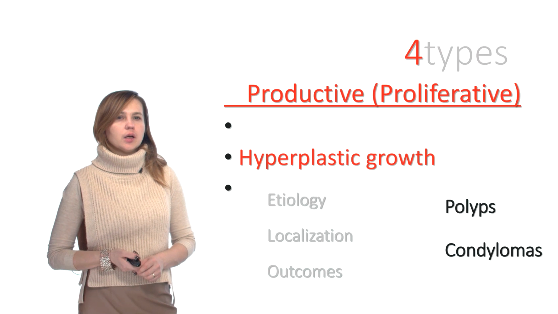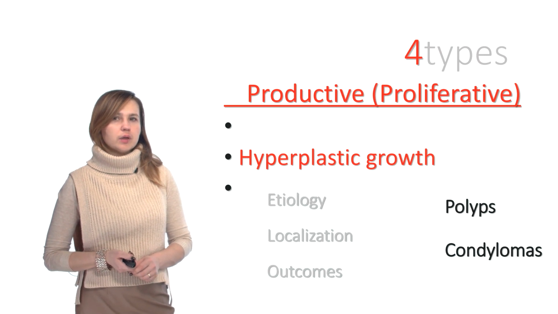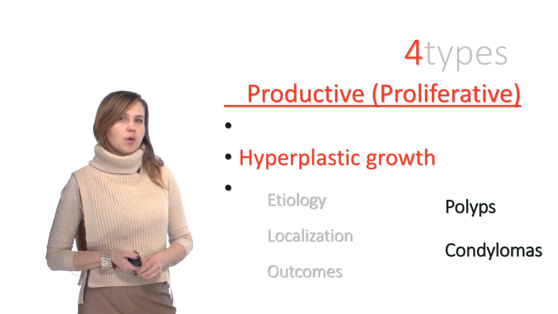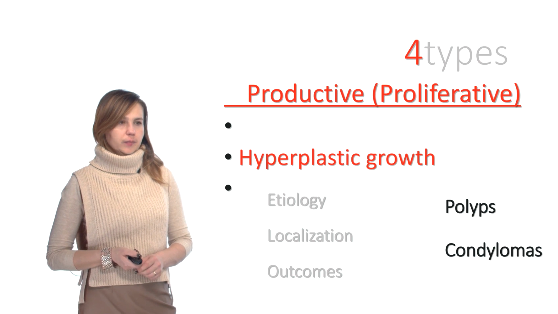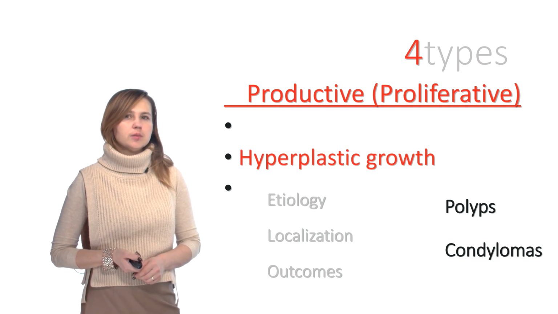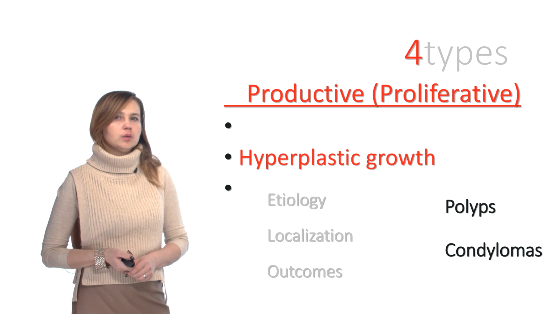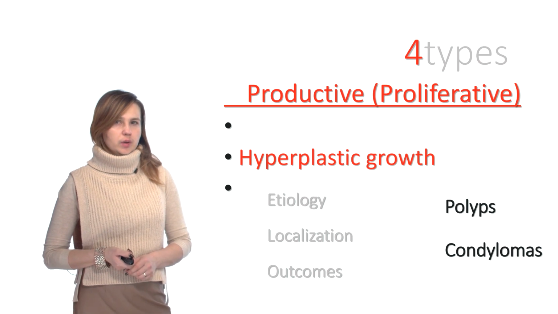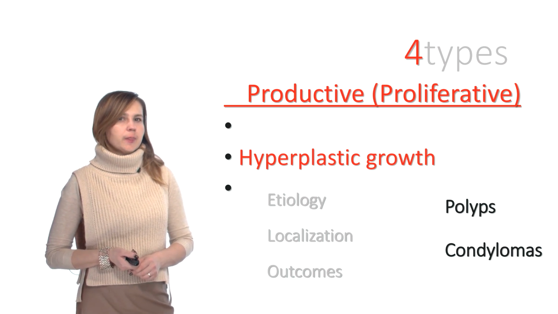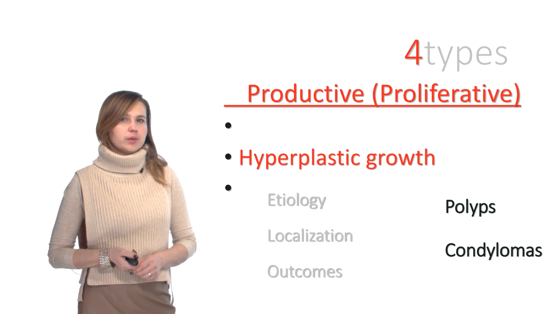Localization: polyps, mucous membranes, stomach, colon, uterus, etc. Localization: condylomas, at the border of the columnar and squamous epithelium, external genital organs, and skin of the perineal region.